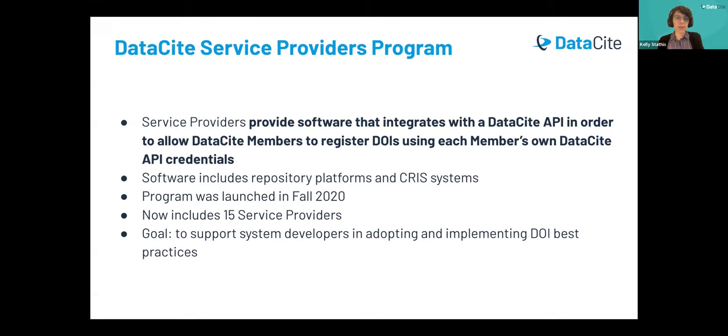The DataCite Service Providers Program is for repository platform and CRIS system developers. Our registered service providers provide software that integrates with a DataCite API in order to allow DataCite members to register DOIs and use their own API credentials. The primary goal of the program is to support these developers in adopting and implementing DOI best practices. We launched this program in fall of 2020, and now it includes 15 different service providers. We hold quarterly calls with our service providers to encourage exchanging information and to provide support for them with any questions that come up with maintaining integration.